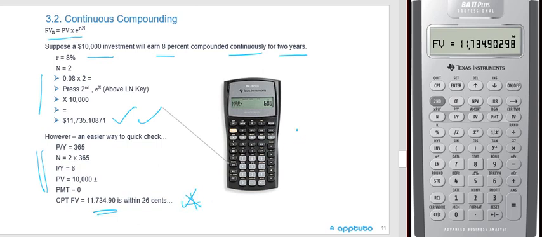So again, for small amounts, short periods of time, using 365 daily compounding gives us an answer that's quite close to our continuous compounding. Because sometimes students have a hard time remembering the keystrokes: 0.08 times 2 equals, second e to the x, and then multiplied by that present value amount, 10,000.